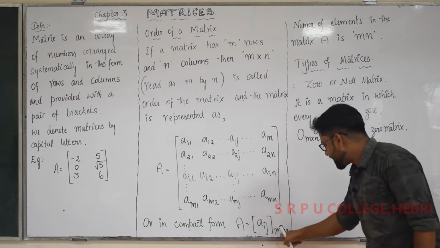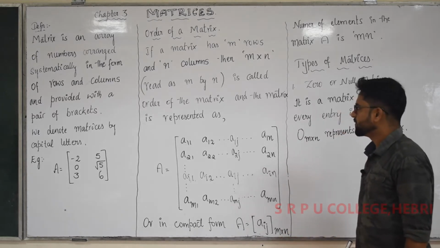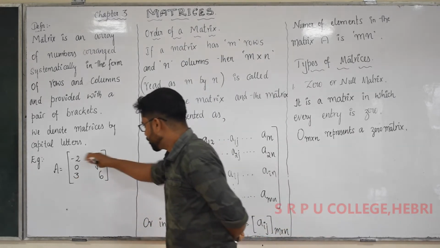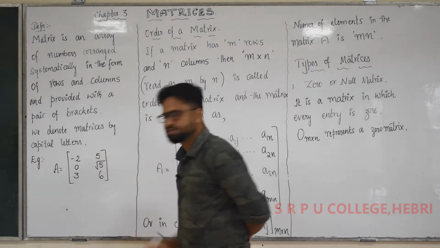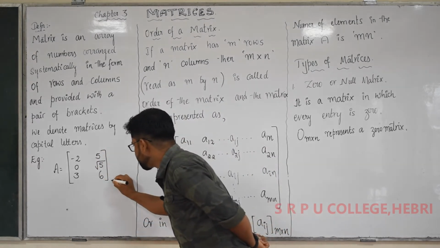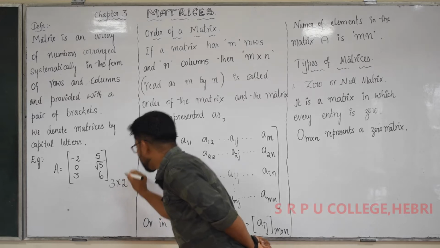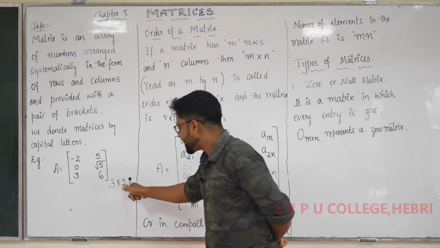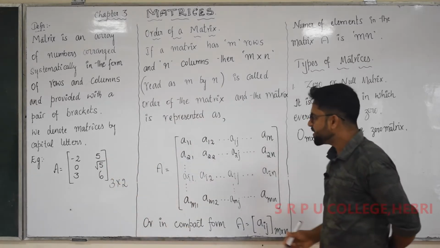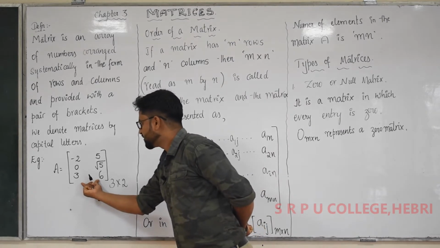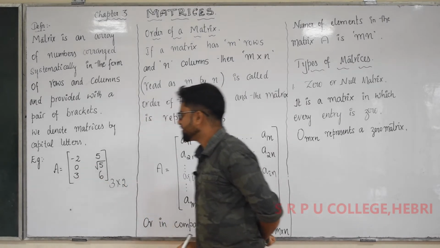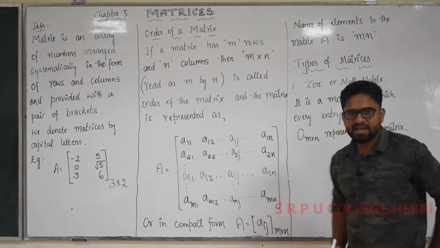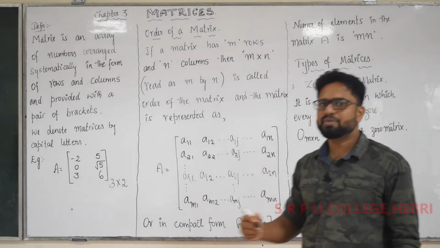The order of this matrix is m cross n. We can see our previous example A. Here there are 3 rows and 2 columns. So we write the order of this matrix as 3 cross 2, or 3 by 2. First we represent the number of rows and second the number of columns. Now, how many elements will be there in this matrix? The number of elements in this matrix is 6. So in general, the number of elements in a matrix A of order m cross n is m into n.